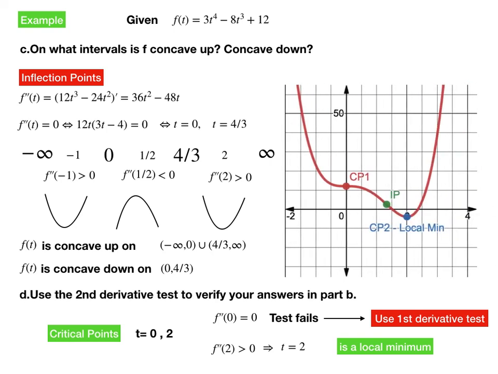One more thing, we can graph the function to see if our work was correct. In this graph, you can see that there's critical point number 1 at 0, and you see that it's neither a local min nor a local max. And you have another critical point at 2, which is clearly a local min, and you have an inflection point at 4/3.